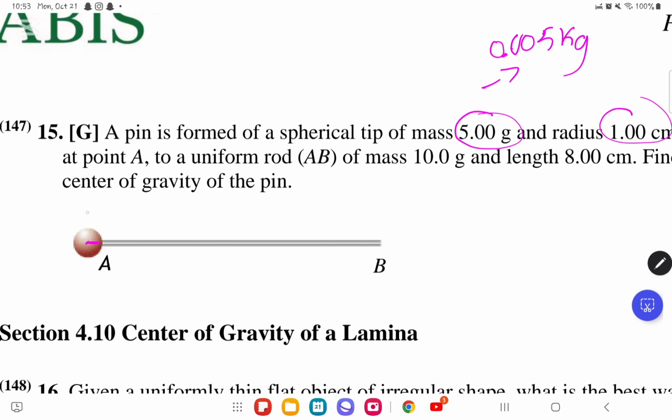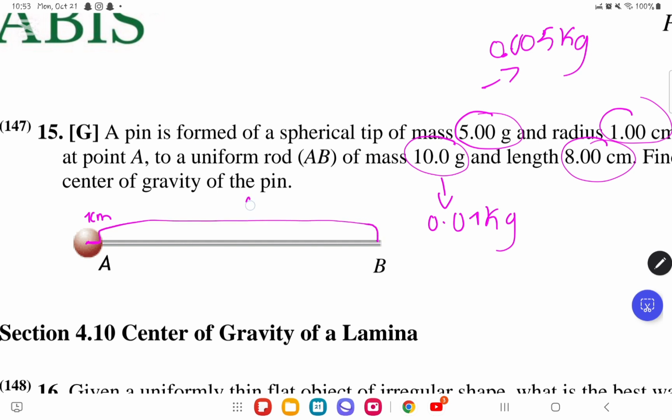So this over here is 1 centimeter. Okay. Now we also have a uniform rod of mass 10 grams. If you change it to kilograms, so 10 divided by 1,000, it is 0.01 kilogram, and a length of 8 centimeters. So the total length of this is what? 8 centimeters. They need us to find the center of gravity of the pin.